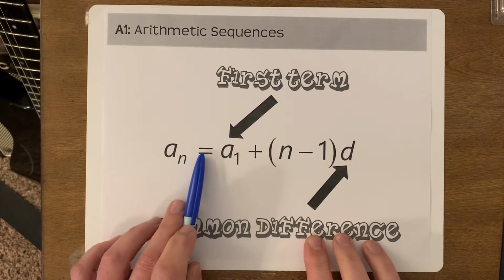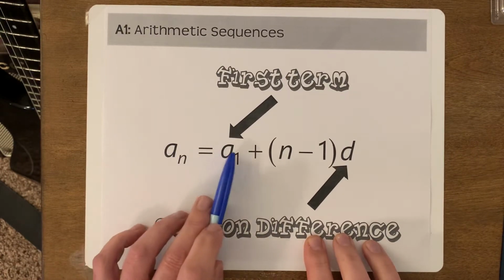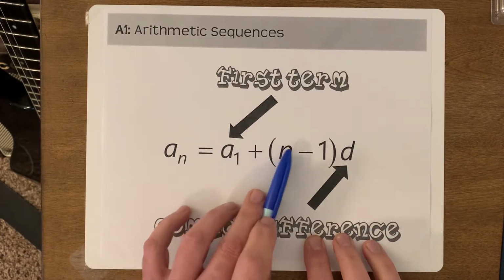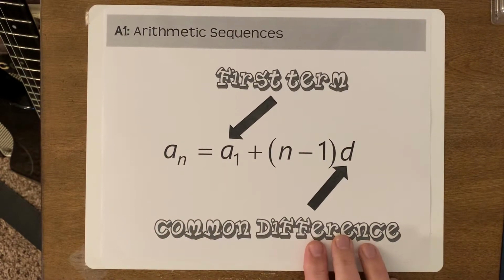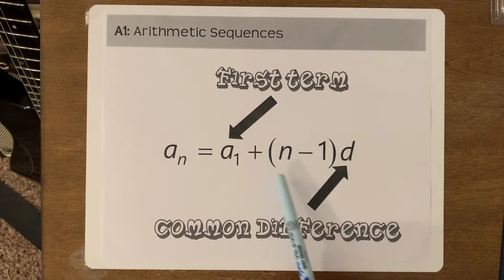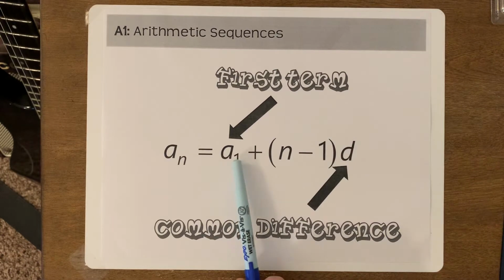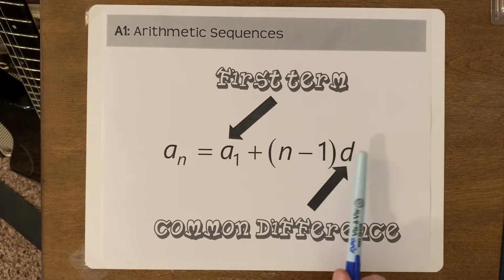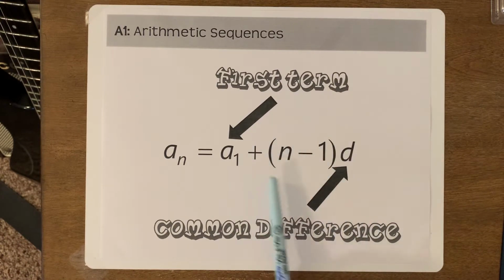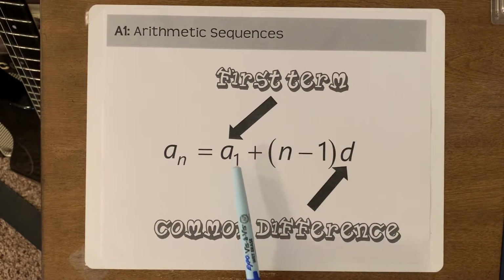And that equals, that's a sequence, equals the first term plus n minus 1 times d, and d is that common difference I was talking about that you're adding or subtracting every time. The reason why it's n minus 1 here is because if we need to find the value of the first term, n is 1, and so 1 minus 1 is 0. This whole part of this goes to 0, and you would get a sub 1 back for your first term. So that n minus 1 is necessary.